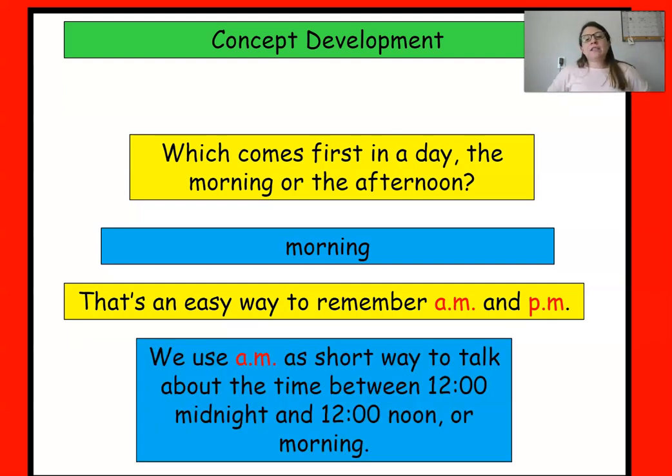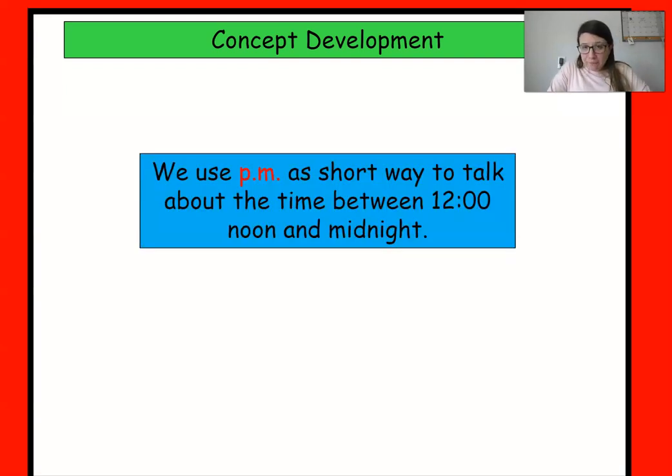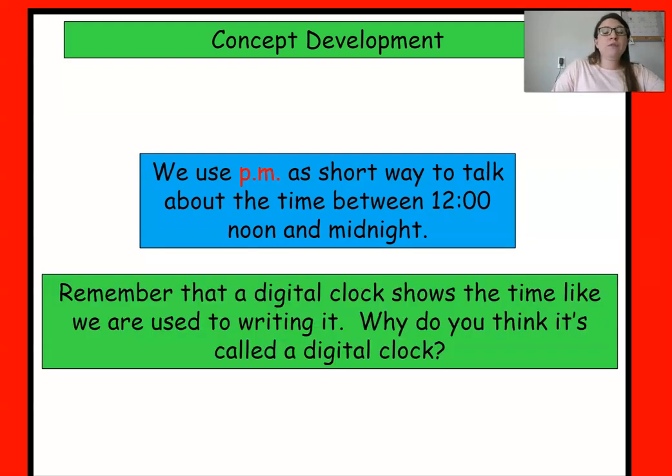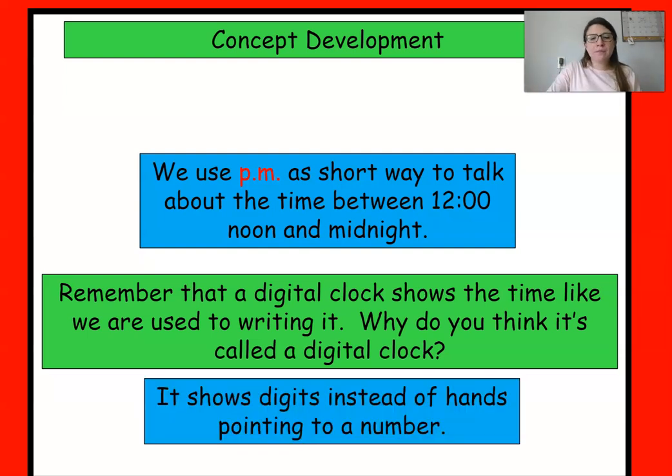We use AM as a short way to talk about the time between 12 o'clock midnight and 12 o'clock noon. We use PM as a short way to talk about the time between 12 o'clock noon and midnight. Remember that on a digital clock, so this is what we call an analog clock, a digital clock is where they write out the numbers for you. They usually show you the AM or the PM.